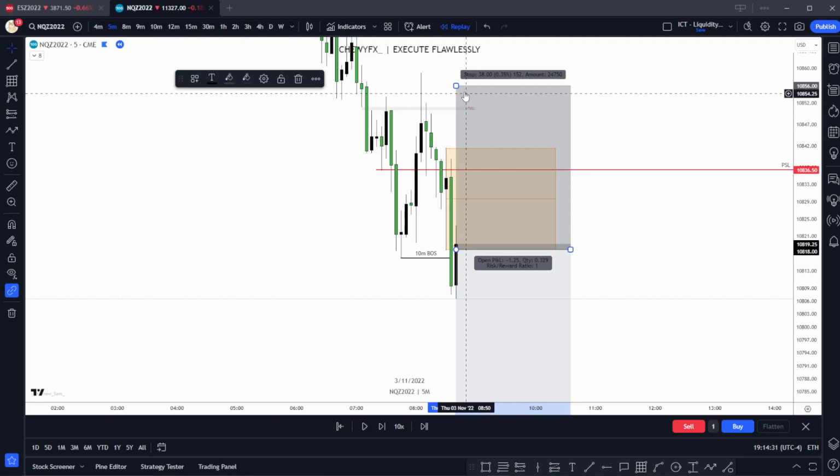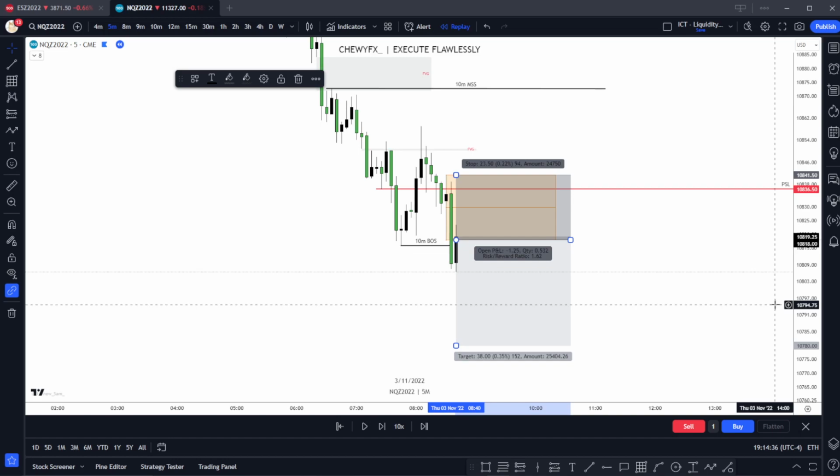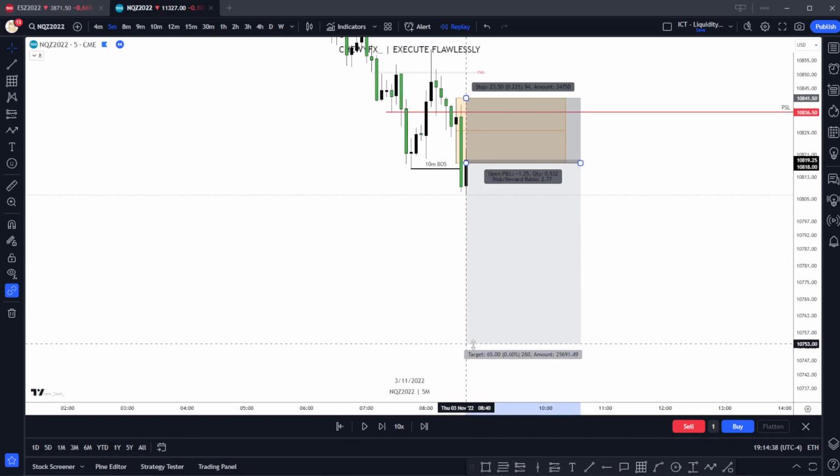Let's see, we want to take a look at the stop loss size here. The stop loss size is under 100 ticks, so we can aim for 3R.